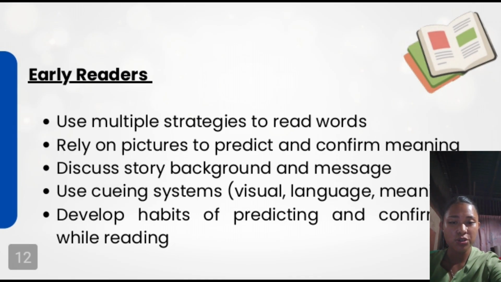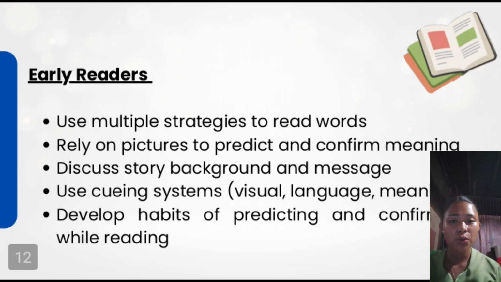They use several strategies to figure out unfamiliar words. One common strategy is using pictures to help predict what a word might be. They are also better able to talk about the story, including the background, the characters' actions, and the message of the text. During this stage, readers rely heavily on cueing systems such as visual cues, letters and words, language patterns, and meaning. This is an important stage because students develop the habit of taking risks in reading, predicting words, and then checking whether those words make sense in the story.